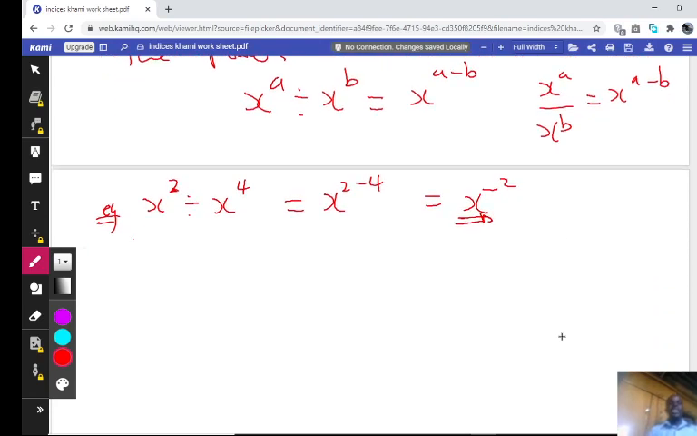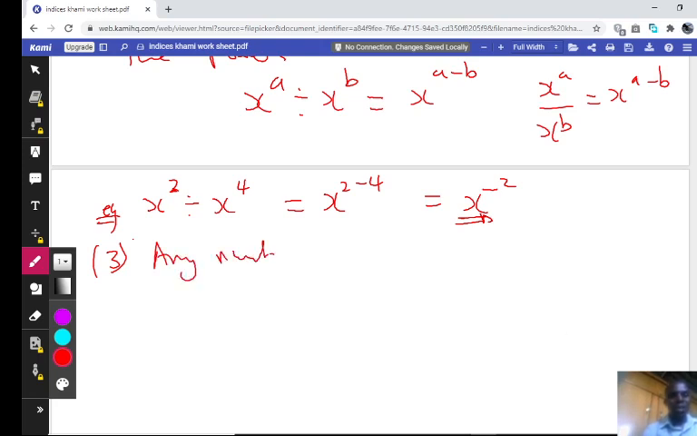Then moving on to the next law, the third law, law number 3. This one says any number raised to the power 0, the result is always 1.